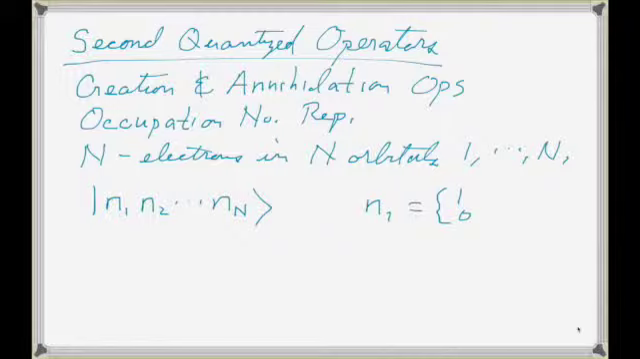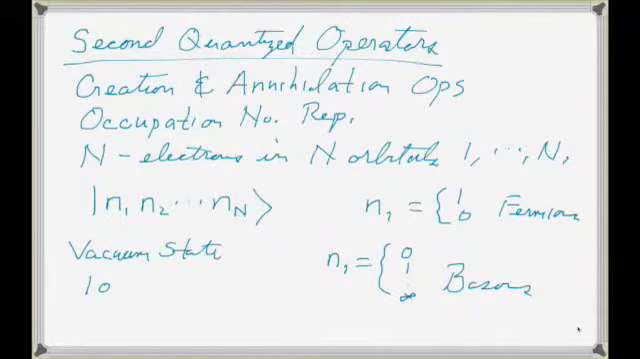This is for fermions. And for bosons, n sub i could be any integer, because there's no limit: 0, 1, up to infinity. It's the same sort of representation, but for fermions it's either 0 or 1. For bosons, like phonons or photons, it could be any positive integer, or 0. The vacuum state would just be all zeros, everything empty.